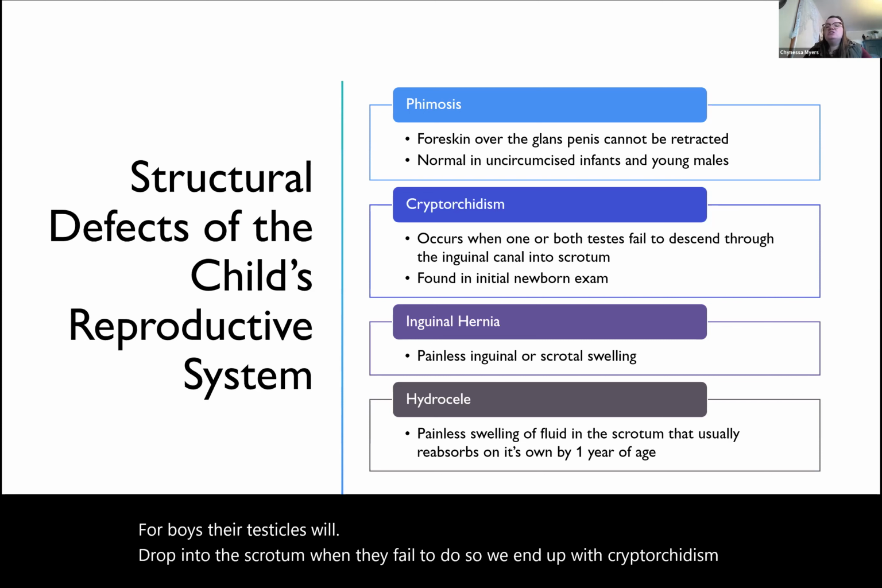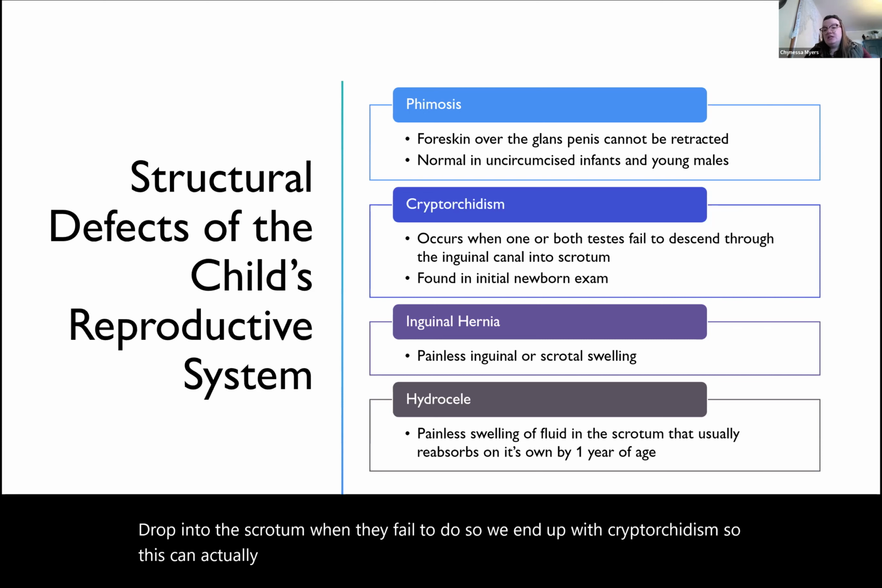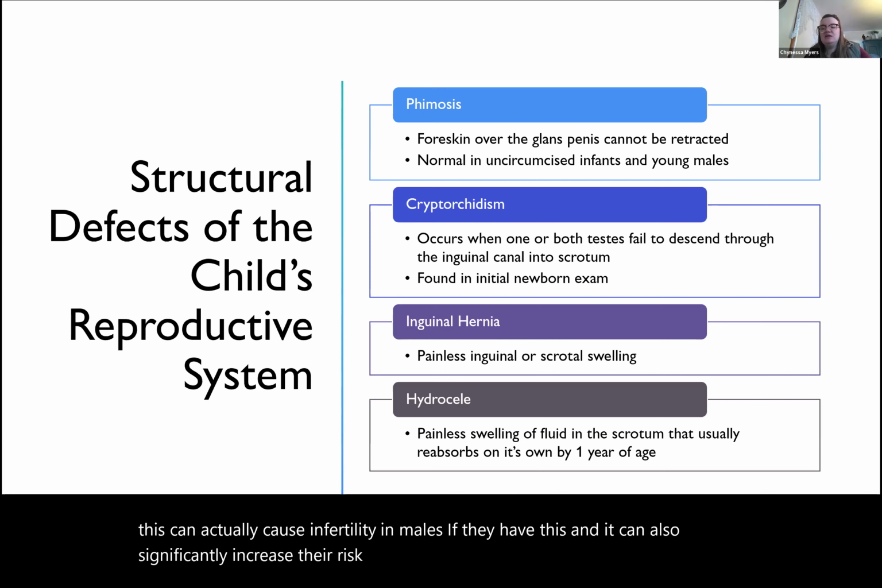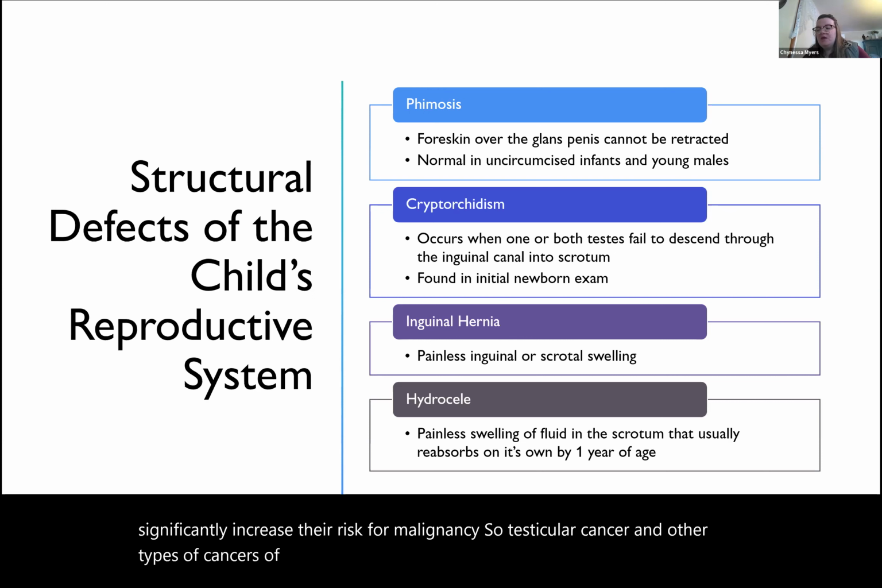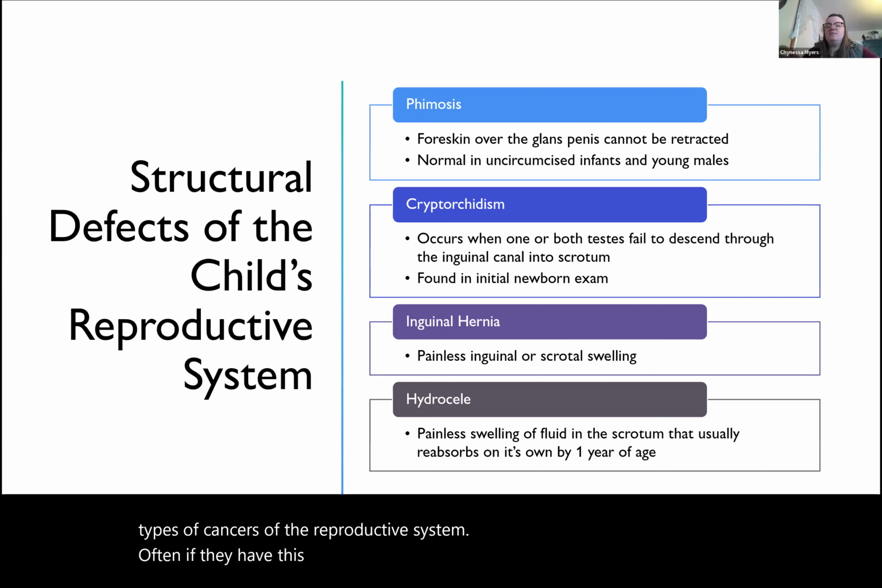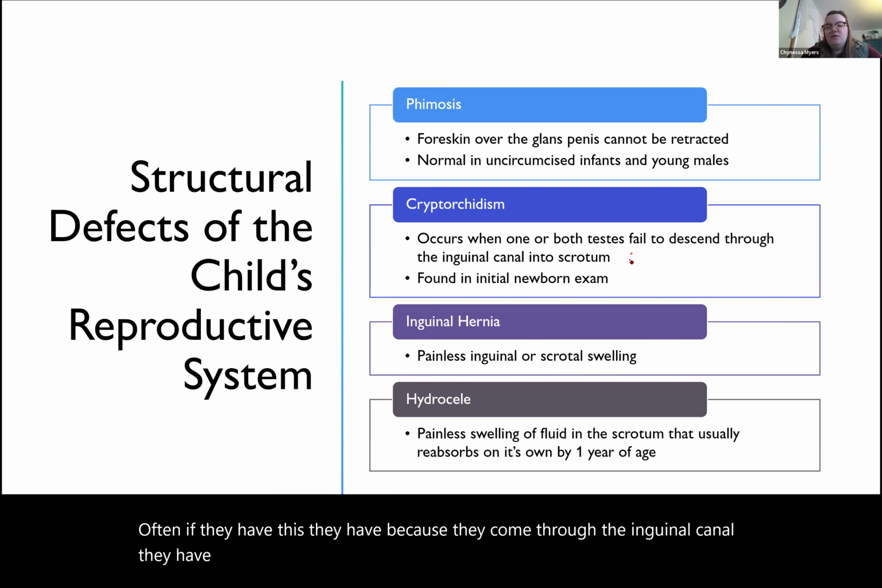This can actually cause infertility in males, and it can also significantly increase their risk for malignancy. So testicular cancer and other types of cancers of the reproductive system. Often if they have this, because they come through the inguinal canal, they have inguinal hernias. I'm going to write that in there for you.